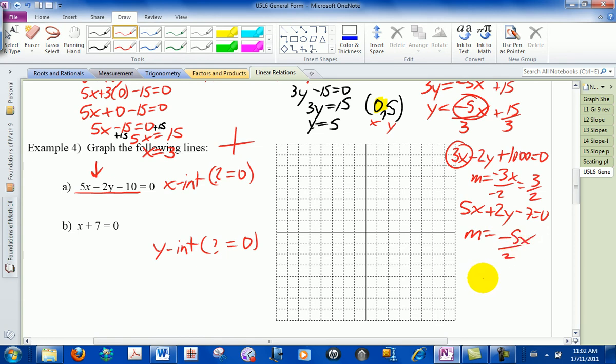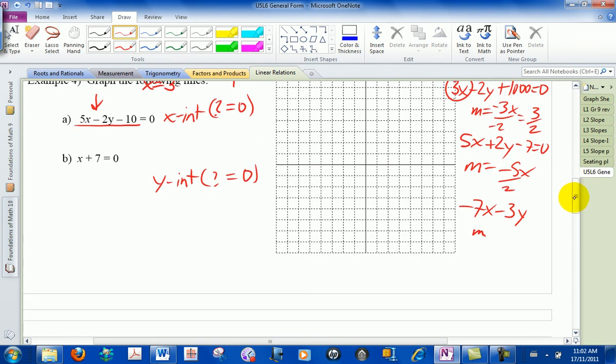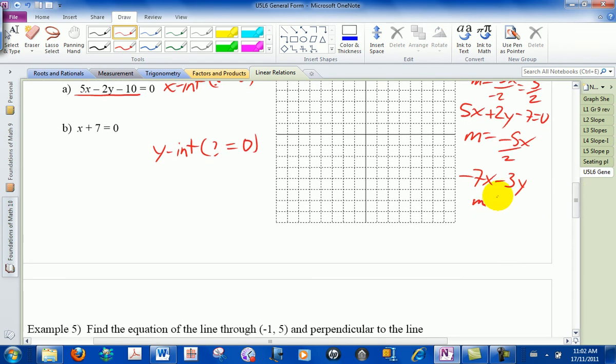Okay, let's do another one. Negative 7x minus 3y equals plus whatever. Who cares about the rest? What's my slope? Yes, 7 over negative 3. There you go. So really you can write it as negative 7 over positive 3 as well.